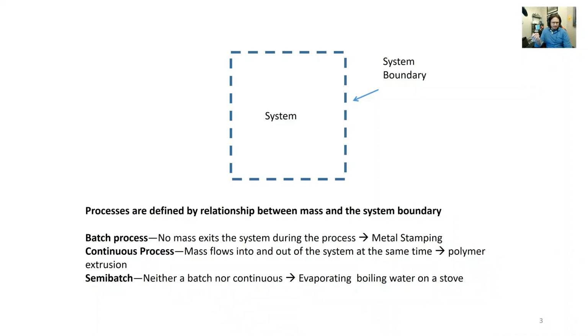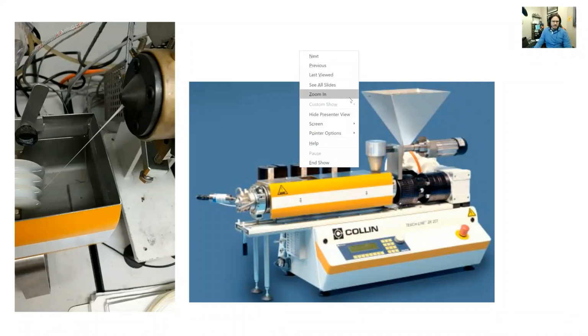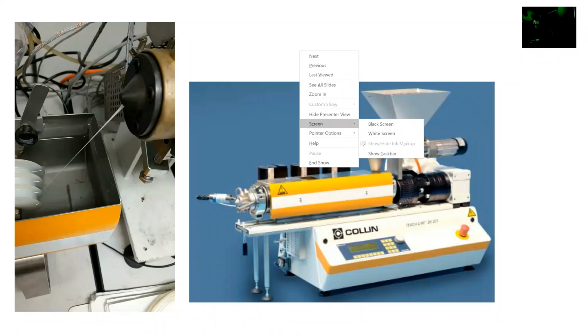The next process we're going to talk about is a continuous process, and mass flows into and out of the system at the same time. If you don't know, I do a lot of polymer extrusion in terms of research. I didn't realize that this video didn't show half of the system. This is a polymer extrusion system. You can use it to make blends that you can chop up. I tend to make filaments because we make stuff for 3D printers most of the time.